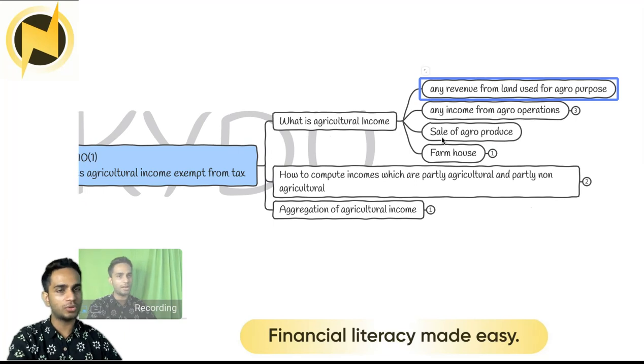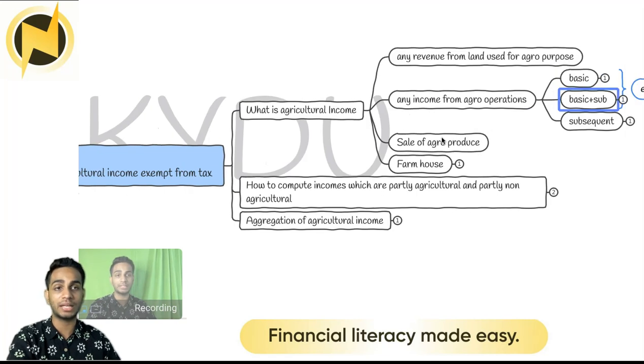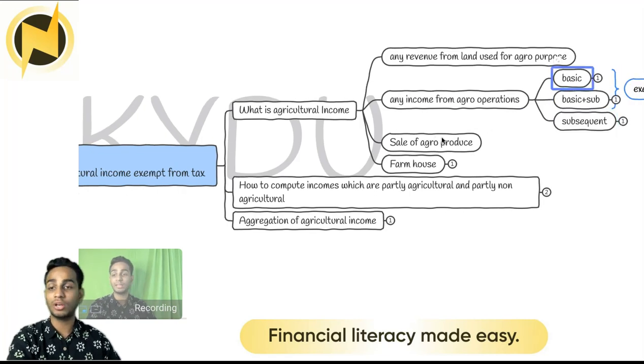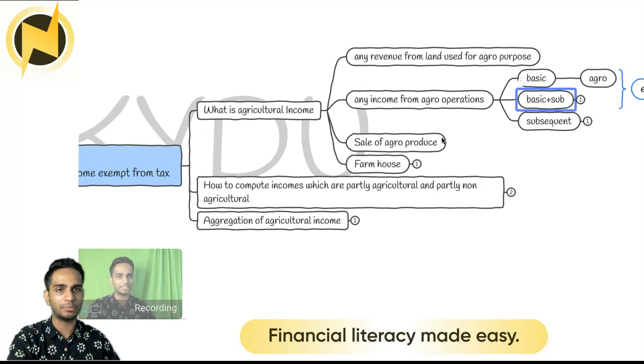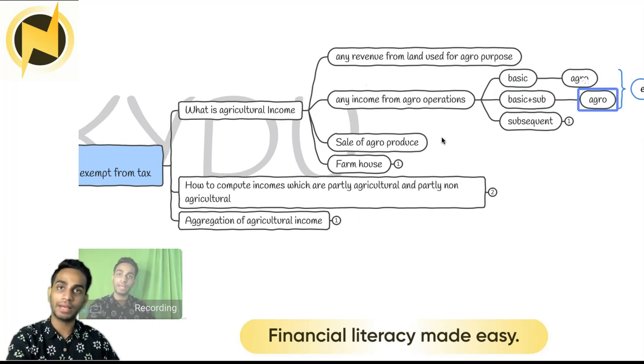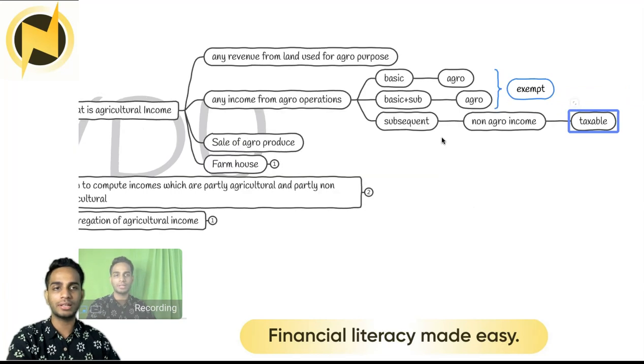any revenue from land used for agriculture purpose. Any revenue from land used for agriculture purpose is agricultural income. Any income from agriculture operations is treated as agricultural income, but make sure you classify them as basic and subsequent. So if it's basic alone that you're doing, it's agricultural income, exempt. Basic plus subsequent you're doing, agricultural income, exempt. But only subsequent you're doing, non-agricultural income, taxable. Sale of agro produce is agricultural income, no problem.